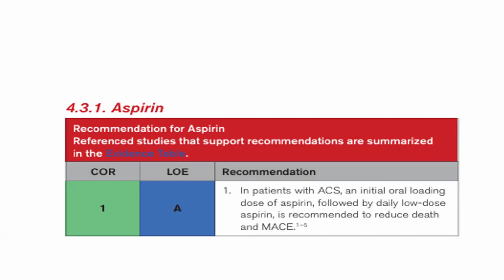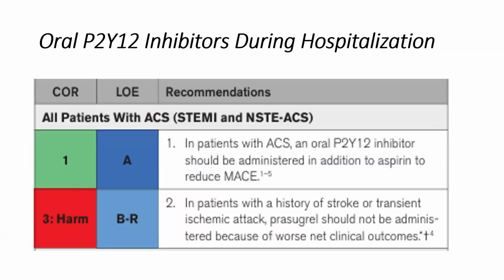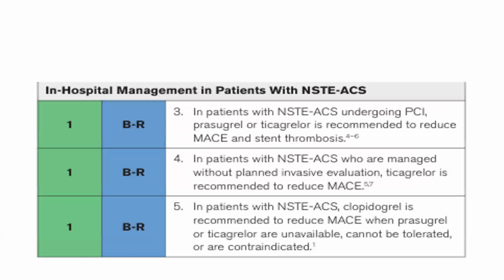Whenever we are suspecting a case of ACS, it is advised to administer at least a loading dose of aspirin as soon as possible to reduce death and major adverse cardiac events. Now the other class of antiplatelet is the P2Y12 inhibitor. An oral P2Y12 inhibitor should be administered in addition to aspirin to reduce cardiac events. If there is a history of stroke and transient ischemic attack, prasugrel should not be administered because of the worse clinical outcome.